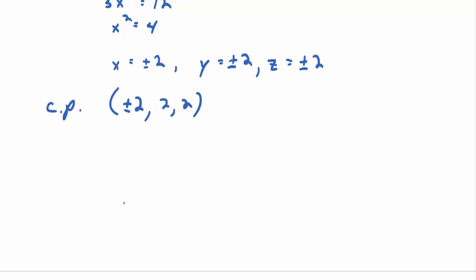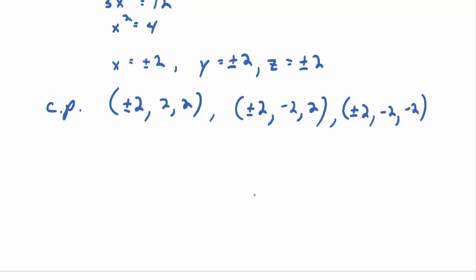So here's one critical point. There should be how many altogether? 8, right? So here's 2 of them, because of the plus or minus. What's another one? Plus or minus 2, negative 2, 2. That's 4 altogether. And then plus or minus 2, negative 2, negative 2. That would be 6 altogether. What am I forgetting? Plus or minus 2, 2, negative 2. 2 each, that would make 8 of them.